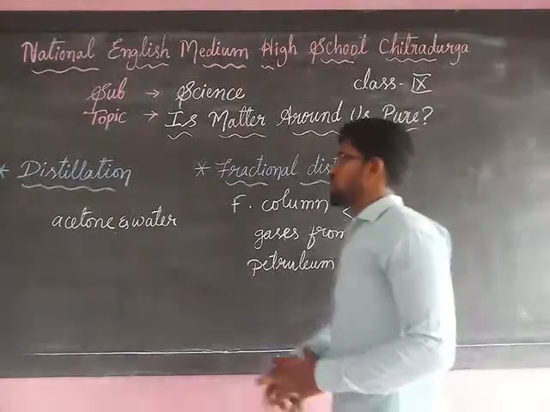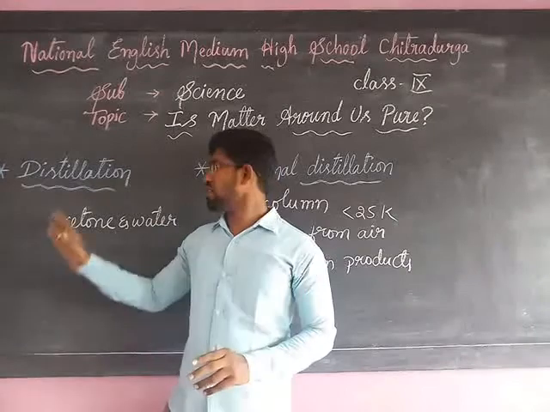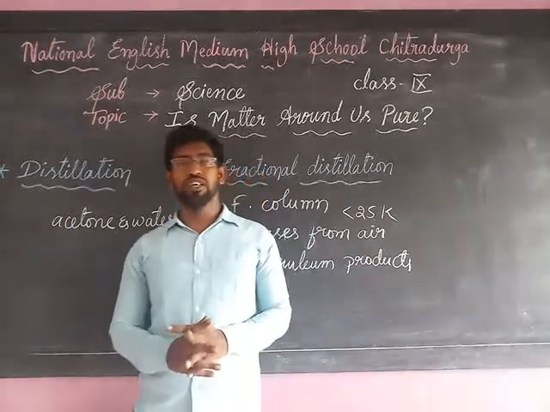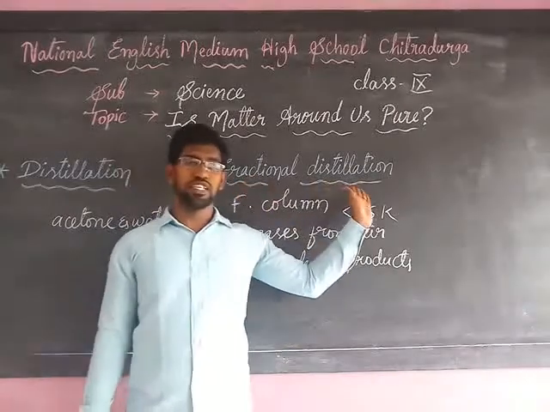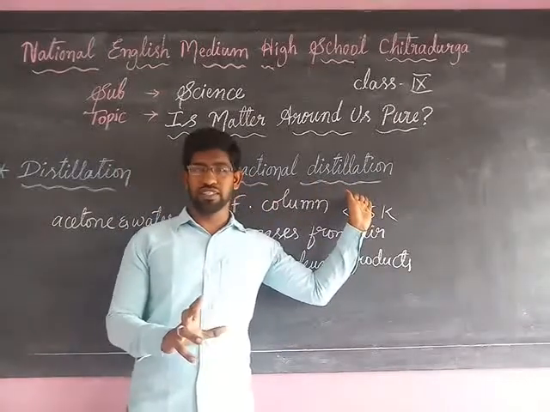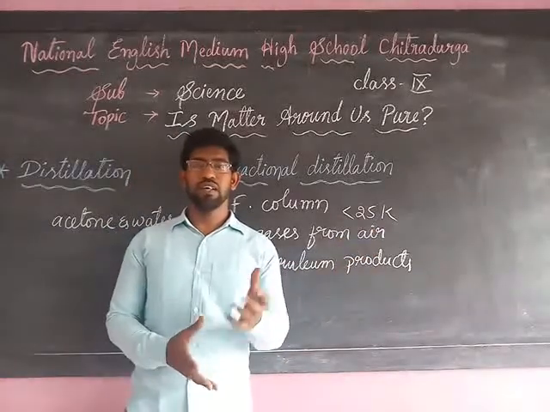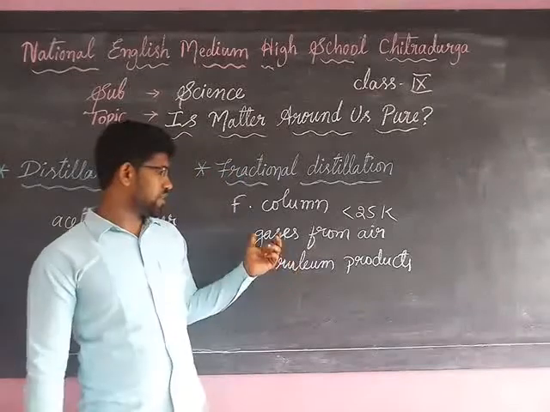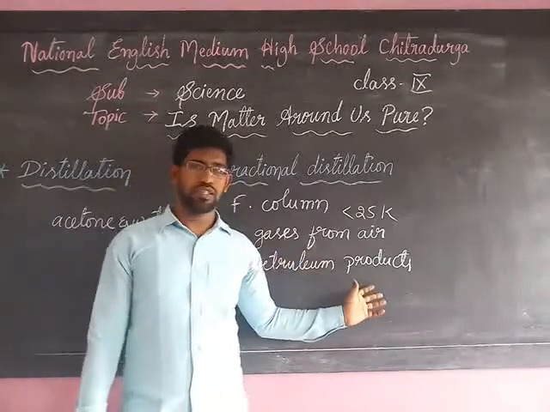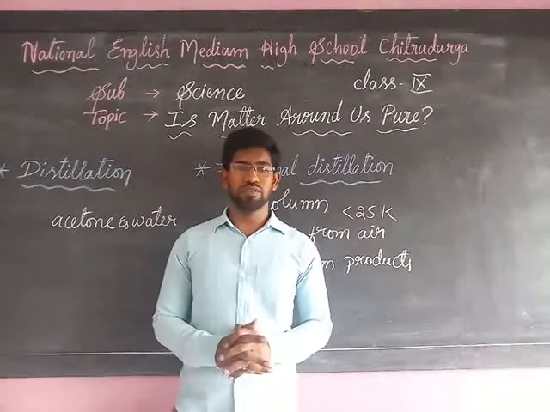So now you saw how to separate two miscible liquids by using distillation, and how to separate two or more miscible liquids by using fractional distillation, whose boiling point difference is less than 25 Kelvin. In that we separated ethanol and water, then we separated the petroleum products, and we also separated the different types of gases from the air.